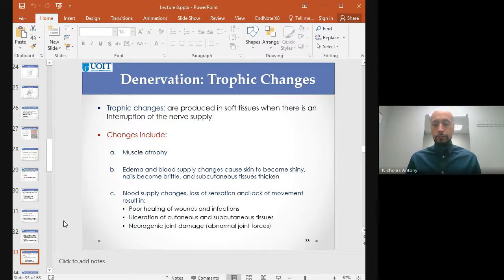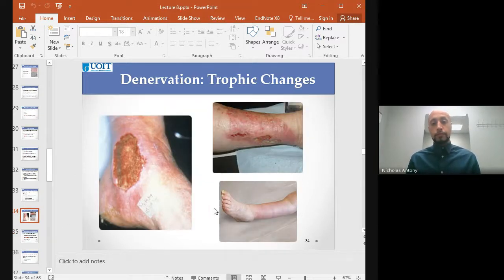I think I have some pictures. Yeah, here we go. See how right here, brittleness of the skin, ulcers, limb edema. This is a big ulcer here. This is most likely diabetic patients. This one, not yet. When it gets black, that's when they consider amputation.